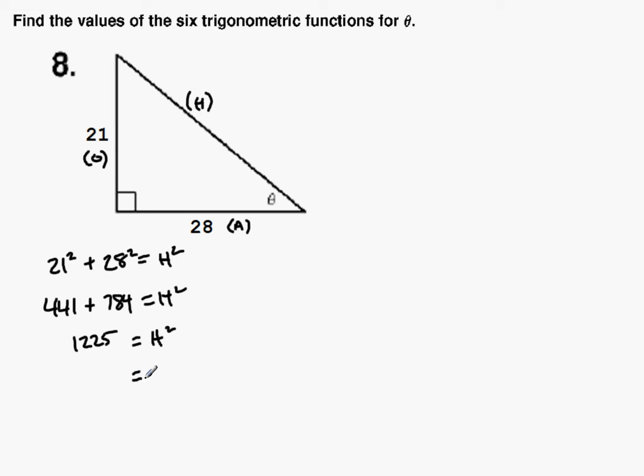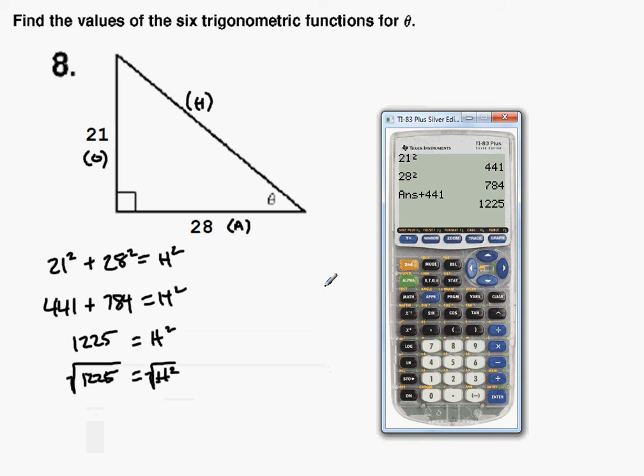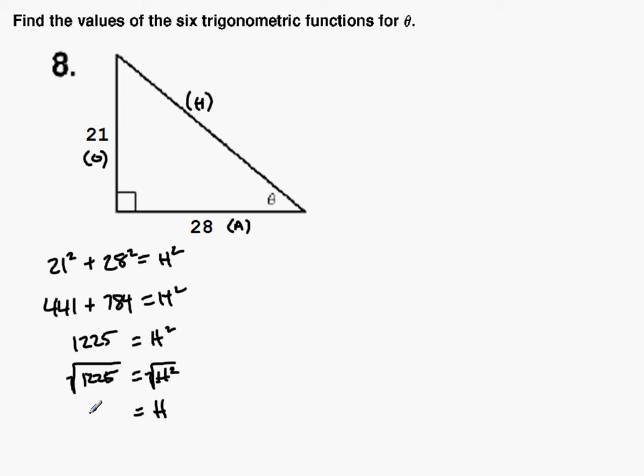And to get rid of the square, you square root it. So I'm going to take the square root of h squared, and what I do to one side of the equation, I'm doing to the other. So if I take the square root of that answer, I get 35. So h is equal to 35. Okay, so there's my missing side.